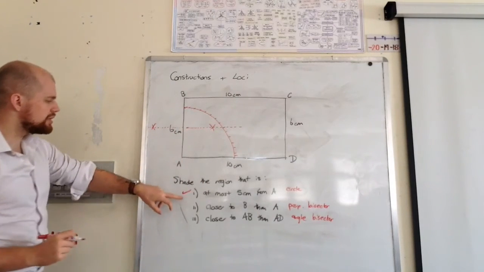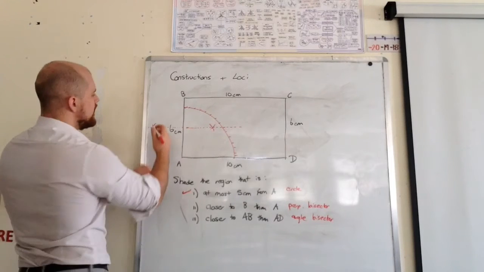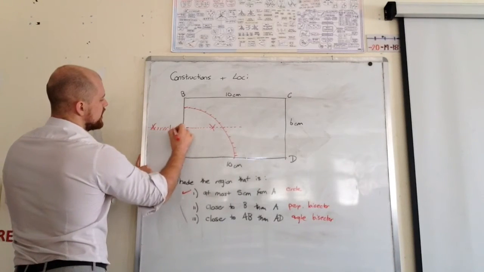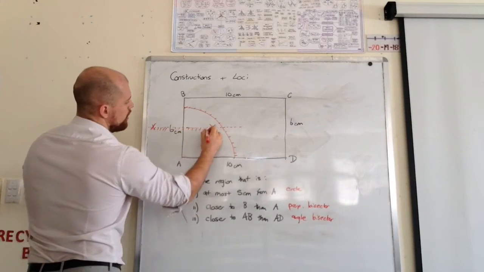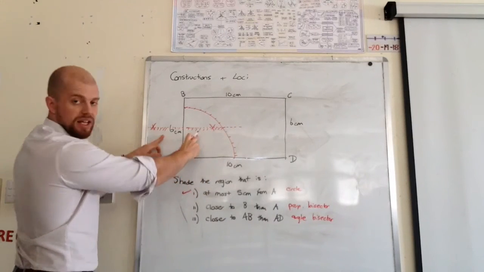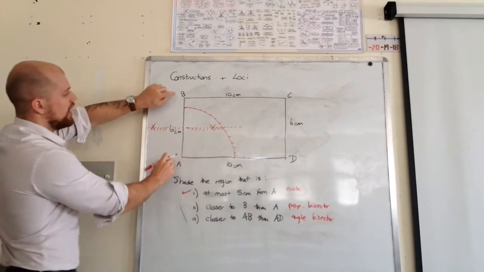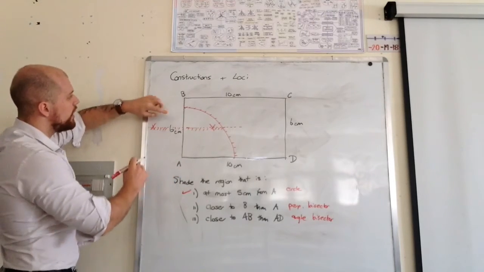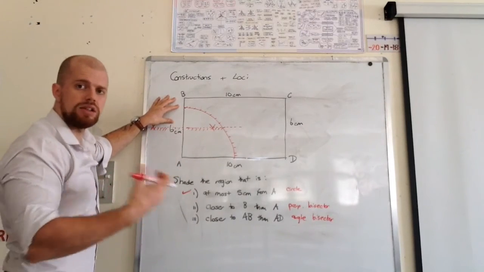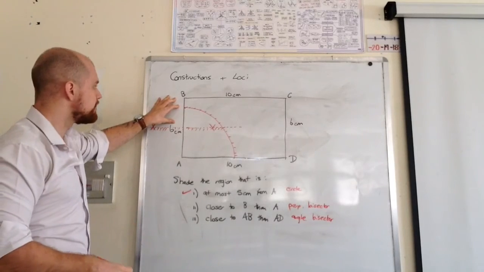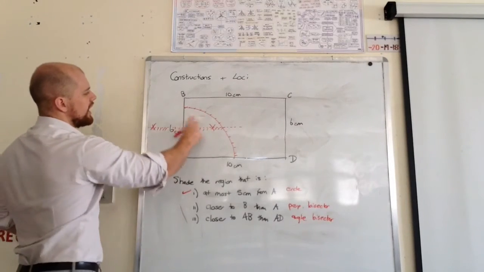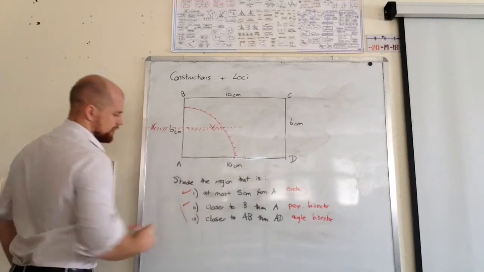If I want anything closer to B than to A, I'll remove this side, because this side is closer to A than B. And this line is the line that cuts this distance in half. Therefore, anything here is the side that you want. It's closer to B than it is A. So now we're only looking at this bit. We've done the second one.